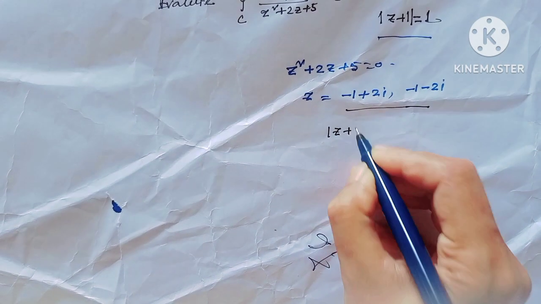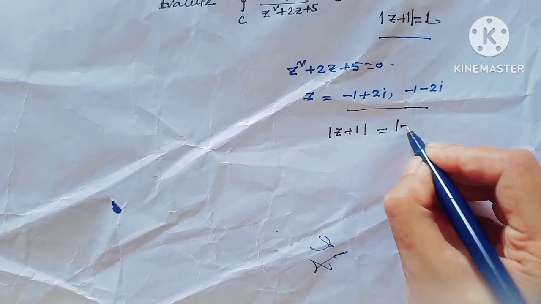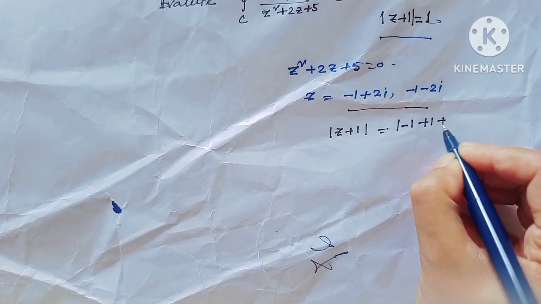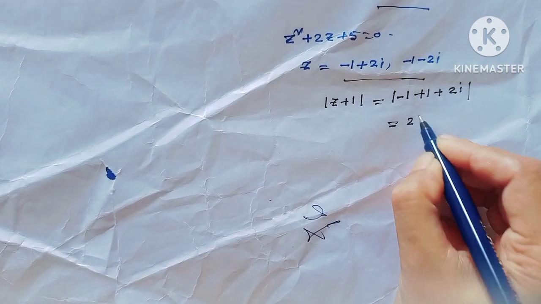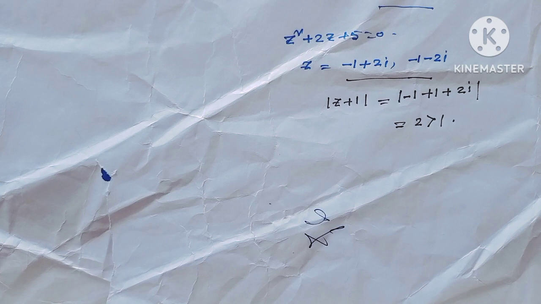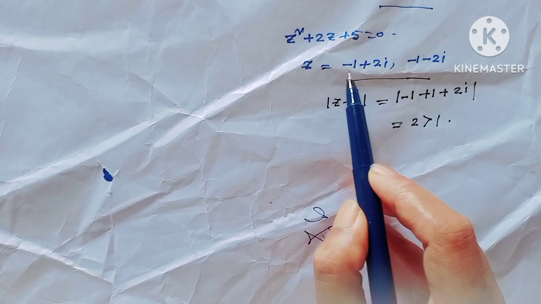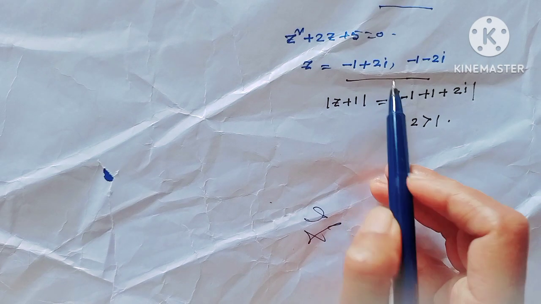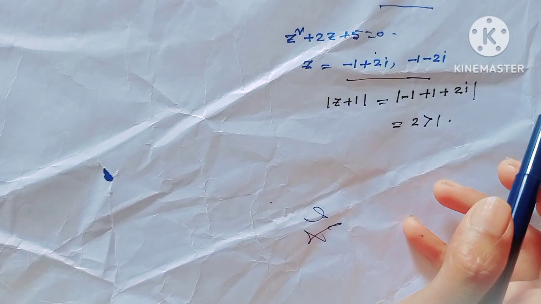Absolute value of z plus 1. If we put the value of z, then this value would be minus 1 plus 1 plus 2i. This value is equal to 2, which is greater than 1. So, absolute value of z plus 1 is greater than 1 if we choose the point minus 1 plus 2i. That means this point is outside of this circle.